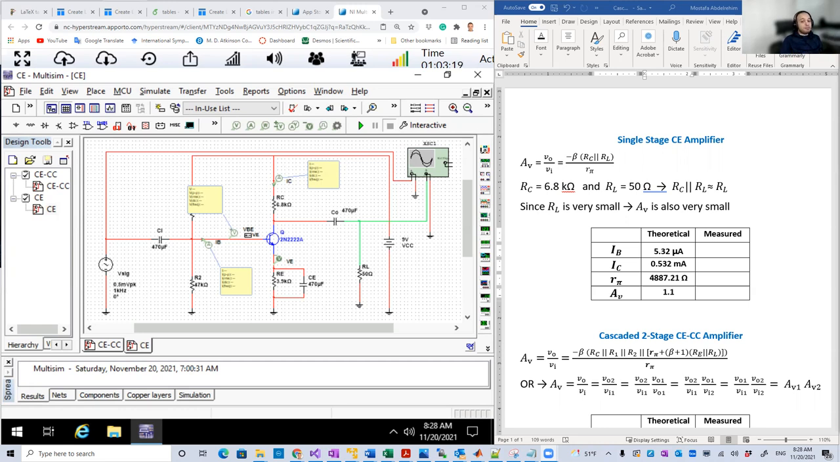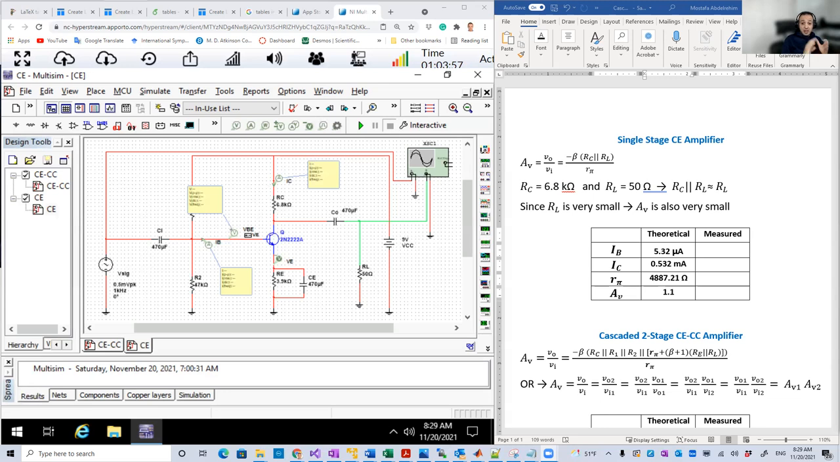The last example that we studied was a common emitter followed by a common collector, then a small load. This load was 50 ohms, very small, but it's very practical because of speakers. Usually if you have a sound system, you start with a mic. This mic receives the sound from a human or something, and the amplifier will increase the level of this sound and send it to a speaker. The speaker usually has an input resistance of around 50 ohms, very small, basically.